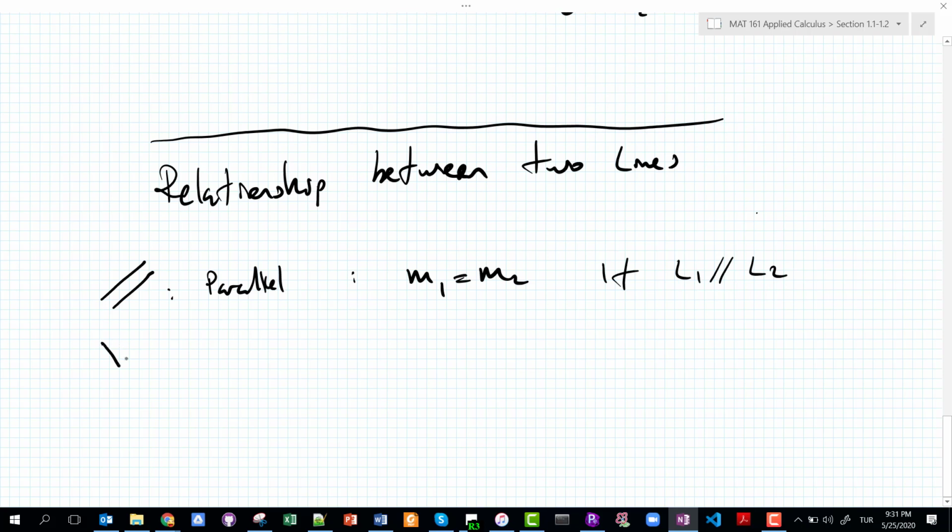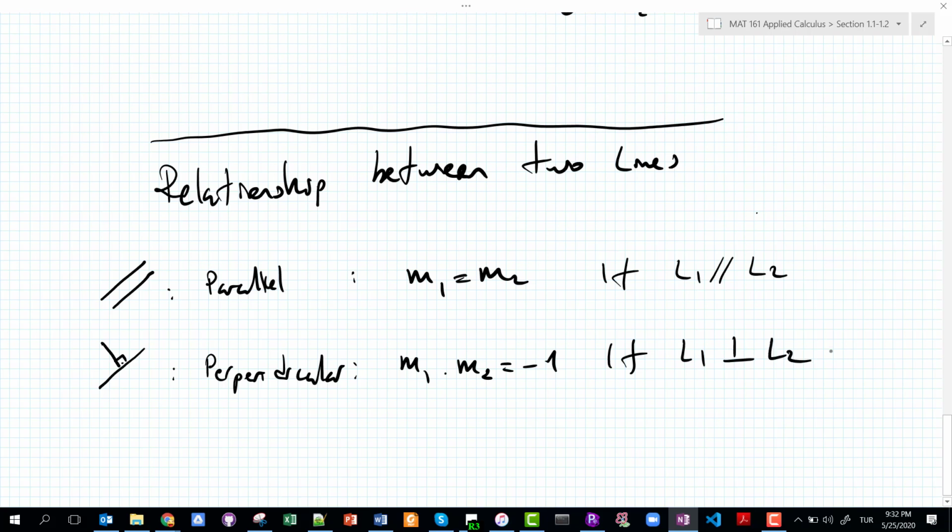But sometimes they could be perpendicular to each other. In that case, their slopes should satisfy this equation. When you multiply those slopes, you should get -1 if these two lines are perpendicular to each other. This sign, guys, means perpendicular. This sign means parallel to each other.